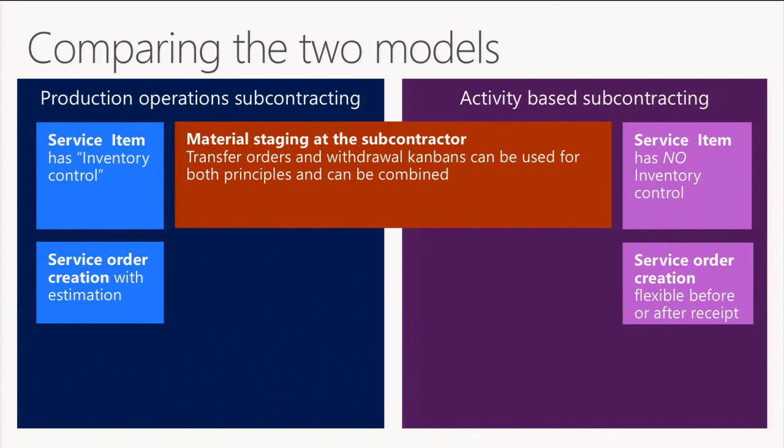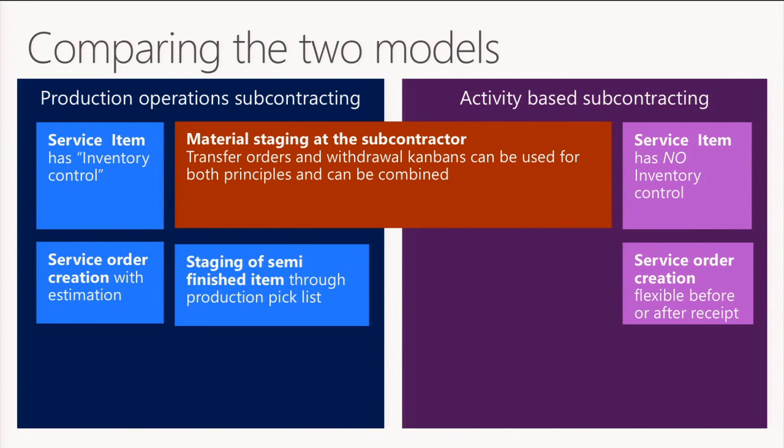The material staging at the subcontracting is actually something that could be mixed. You can mix both approaches. You can use transfer orders. You can use Kanbans. You can pull to order. You can use event Kanbans. You can use event transfer orders, event purchase orders. That is very, very flexible, depending on the model that actually has to be done.